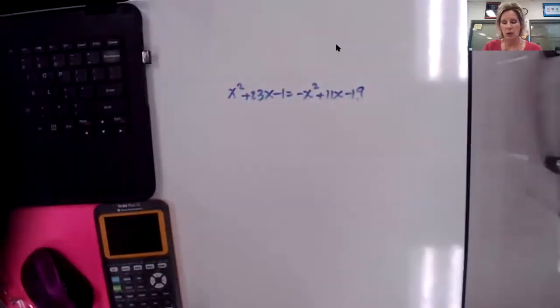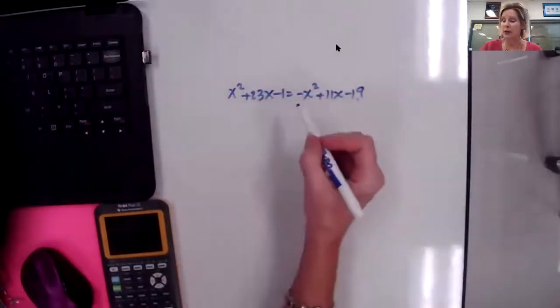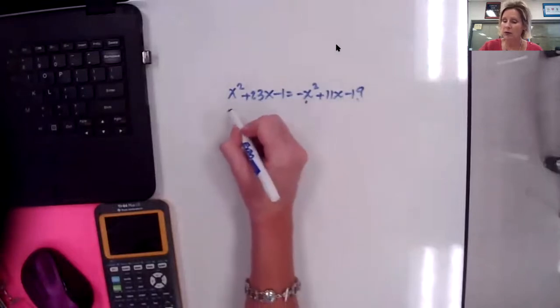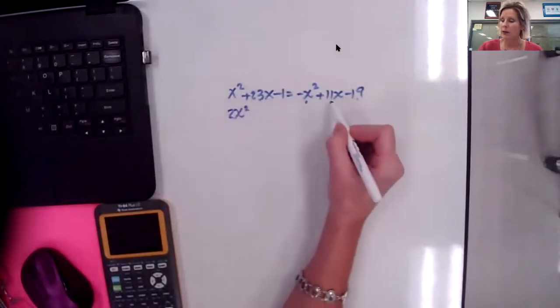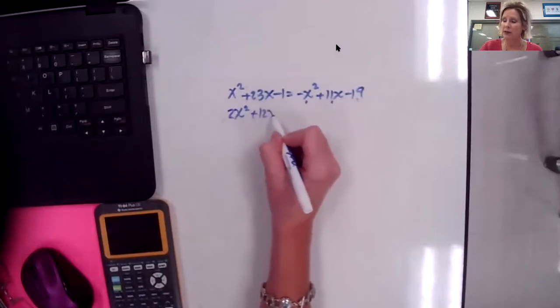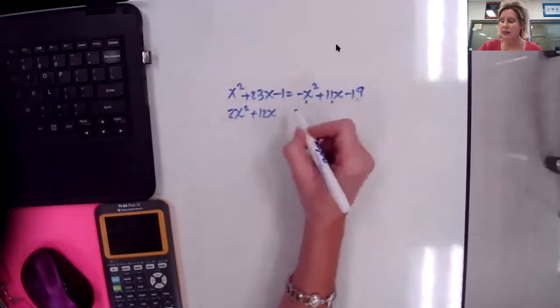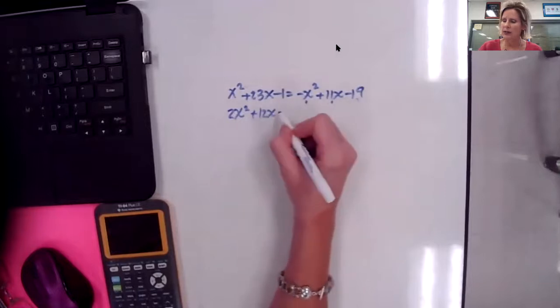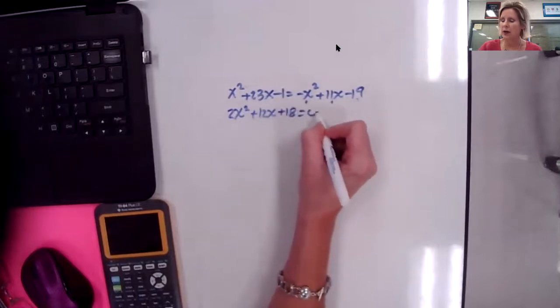Okay, so here we are. We're going to do the same thing that we did a second ago. Add x squared over, get 2x squared. Subtract 11x over, 23 minus the 11 is 12x. Add the 19 over, negative 1 plus 19 is 18 equals 0.